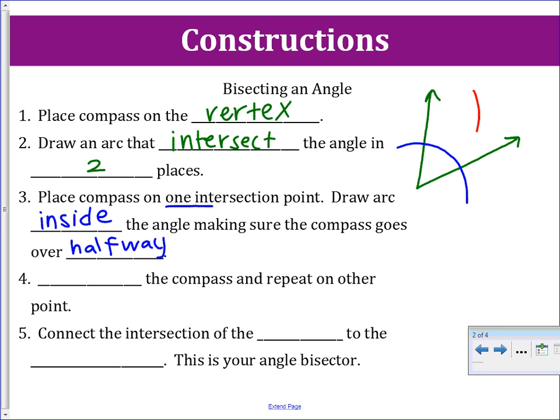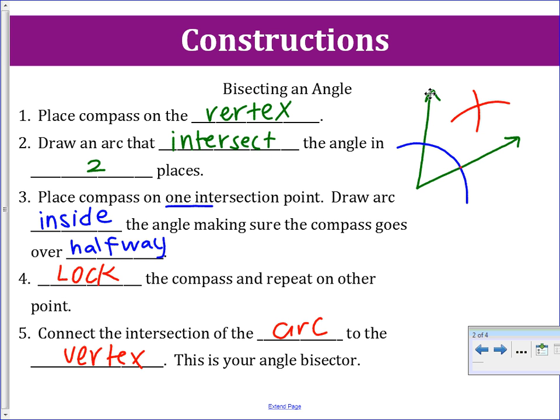If we do that to one of our intersection points, we have to do the same thing to the other intersection point. So we are going to lock our compass to make sure our other radius has the same length. We are going to move our compass to the other side, and we are going to draw the same exact arc. So we have the red arcs intersecting. The only place that we can then connect those red arcs to is back to the vertex. And when we do that, we will have an angle bisector.